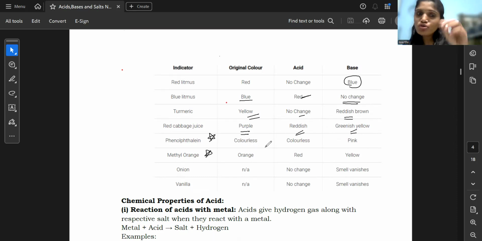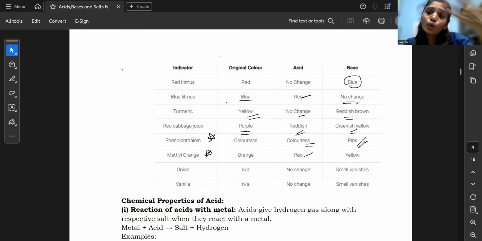Very, very important. Originally phenolphthalein is colorless. If you put phenolphthalein in acid, it will remain colorless. But if you put phenolphthalein in base, then it will change into pink, so the whole solution will turn pink. Then if you take methyl orange, the original color is orange. In acid, methyl orange will turn red. In base, the methyl orange will turn yellow.